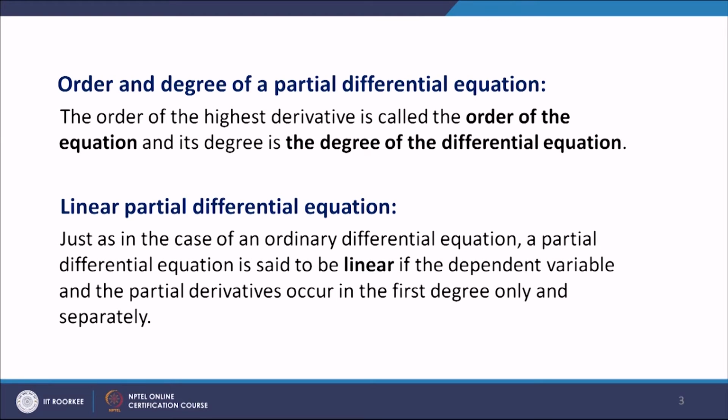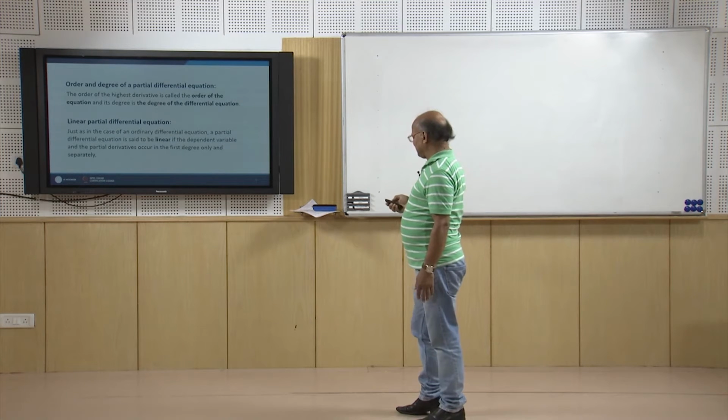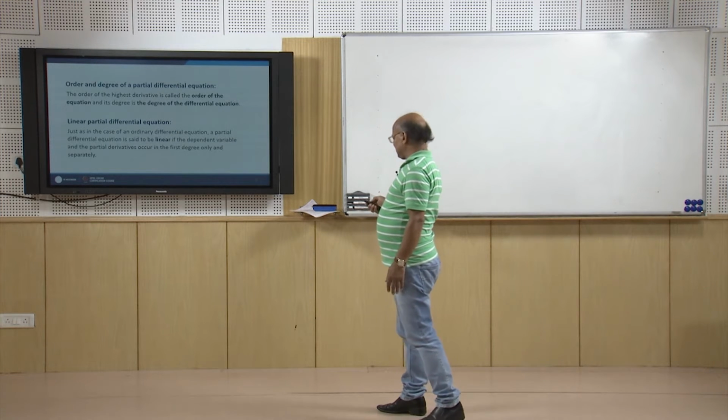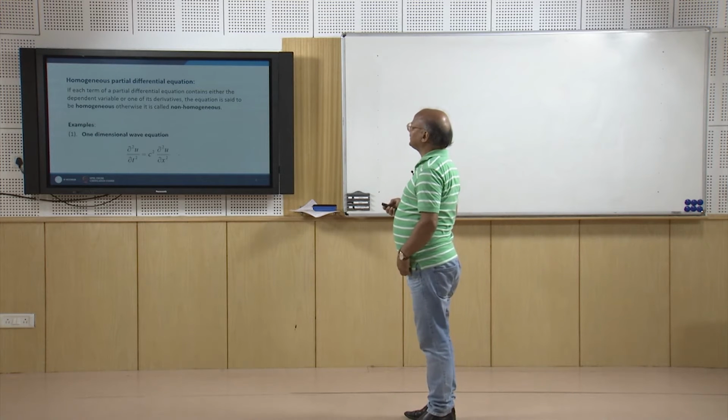A partial differential equation is defined as linear, just as in the case of an ordinary differential equation, if the dependent variable and the partial derivatives occur in the first degree and separately. So, in the partial differential equation the dependent variable and partial derivatives should be of first degree and they should not occur as products. If such a thing is not true, then the partial differential equation will be called non-linear.